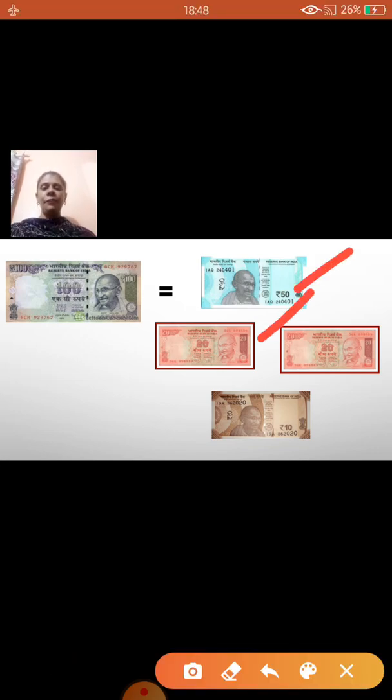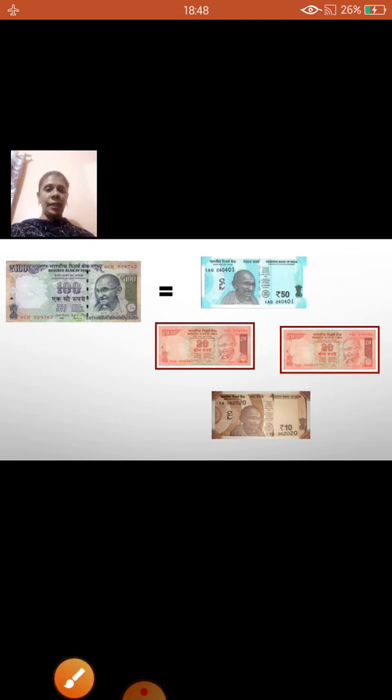50. Then 50 plus 20, 70. 70 plus 20, 90. 90 plus 10, 100. Correct. That means one 50 rupee note, two 20 rupee notes and one 10 rupee note will make 100 rupees. I repeat, one 50 rupee note, two 20 rupee notes and one 10 rupee note will make 100 rupees.